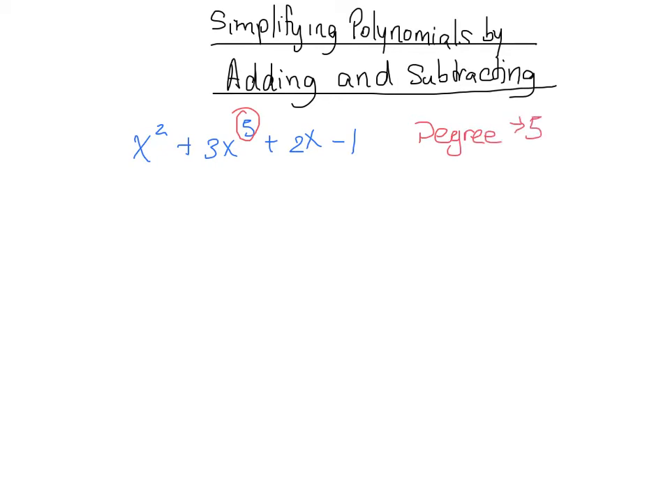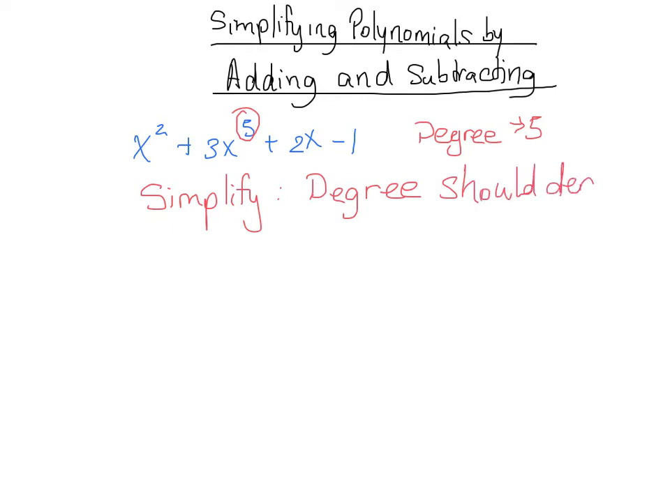Now, the reason I mention that is because if you are ever asked to simplify a polynomial, the degree should be highest first. It should start off with the highest degree, and the degree should decrease. So when you're simplifying a polynomial, you need to make sure that your degree is going from highest to lowest. That's why I wanted to make sure you know what the degree of a polynomial is.